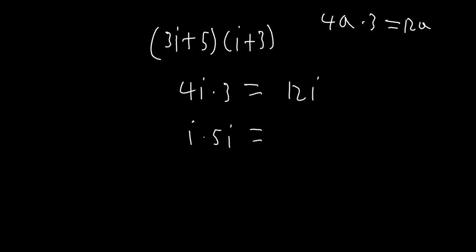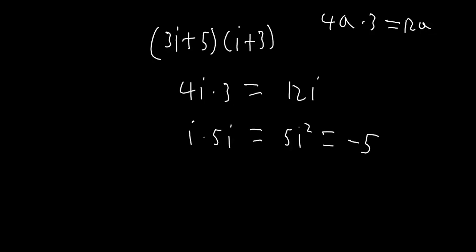Here, it's a different story. Since we have two terms associated with i, this is going to be equal to 5i squared. Okay, and i squared is just negative 1. So this is then going to be equal to negative 5.